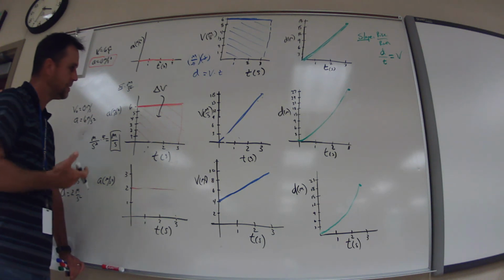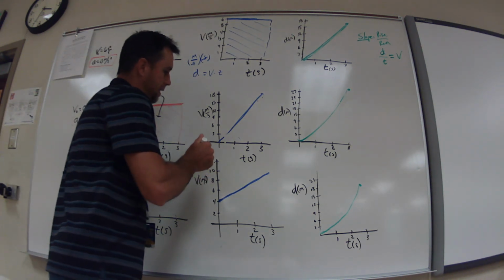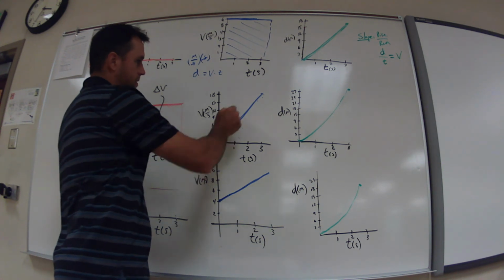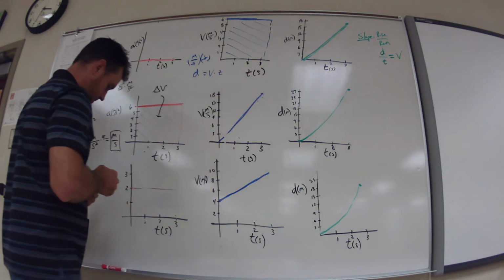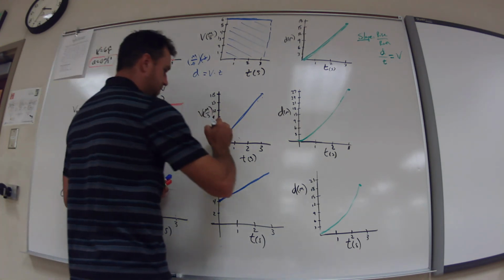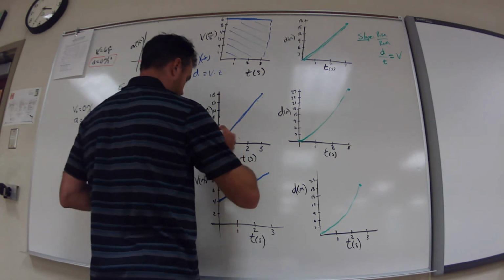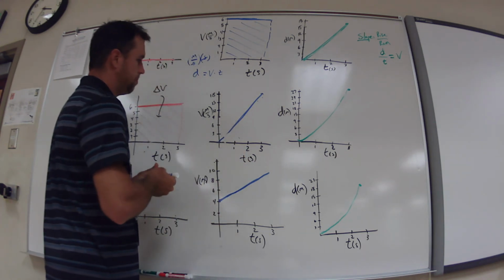Right, so what is my change in velocity? 18. So I drew a line from 0 to 18 in the 3 seconds. Okay, you're probably wondering, how did you know to make it a straight line, not a curvy line? Well, oops, I made it a straight line. Come on, I'll get it yet.